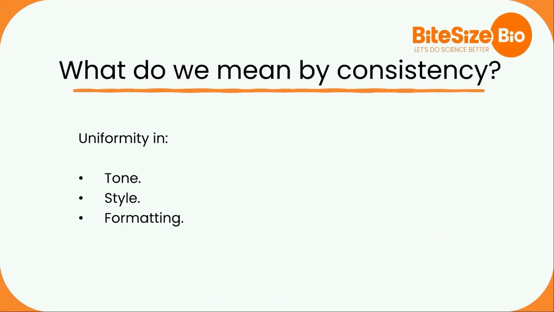So what do we mean by consistency? Consistency in scientific writing means maintaining uniformity and coherence throughout your work. It involves consistent style, tone, and formatting, ensuring clear and standardized data presentation, employing consistent abbreviations, and adhering to a uniform reference format.